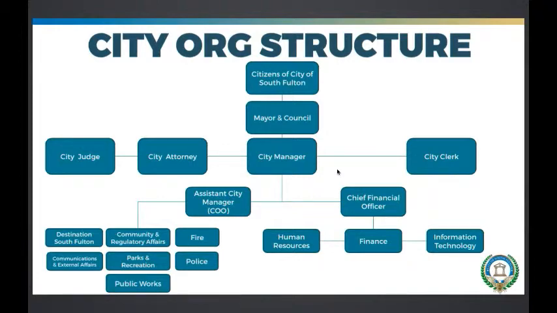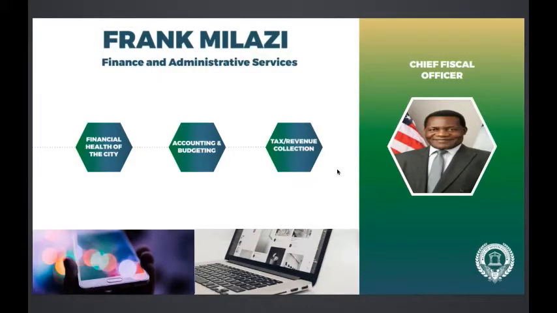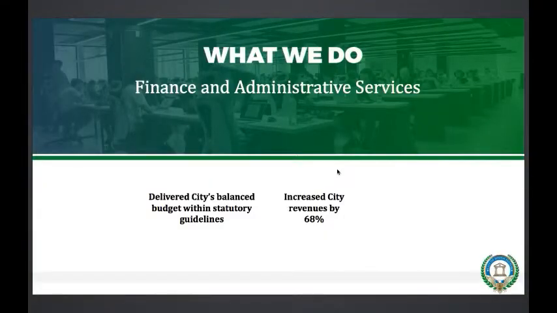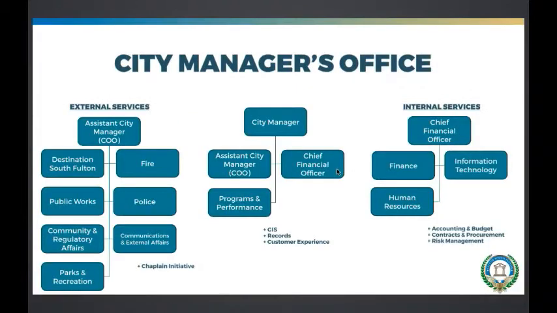And under the mayor of city manager's office, you have the assistant city manager, who I am serving in that capacity. You also have a special carve out specifically devoted to our programs and performances. That area is led by Ms. Joy Marshall, our program and performance administrator. And again, the focus of that area is to make sure that our programs and the services that we provide are not only meeting the needs of the residents, but exceeding their expectations.